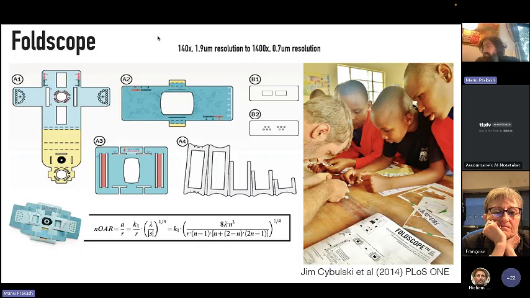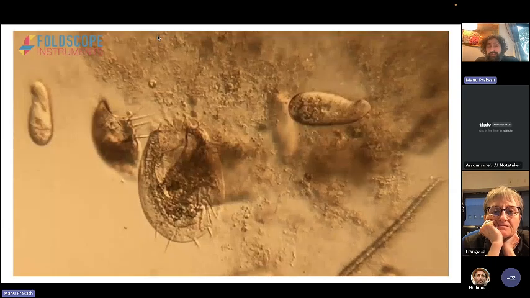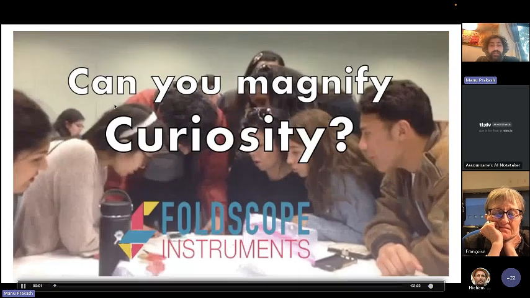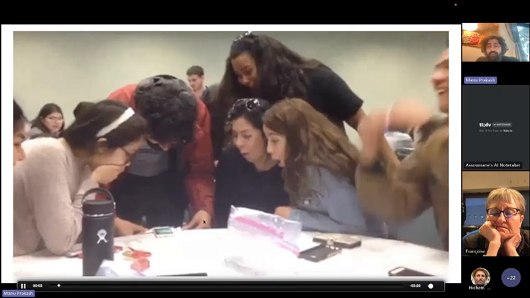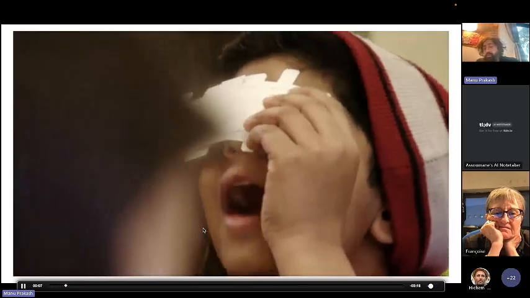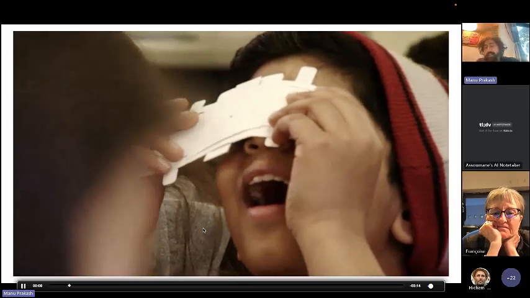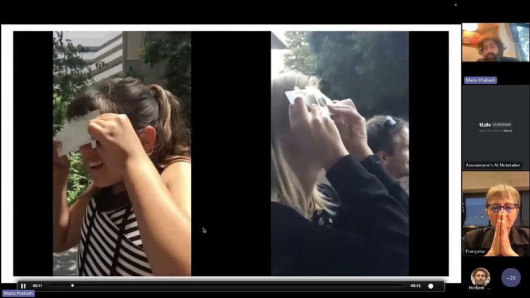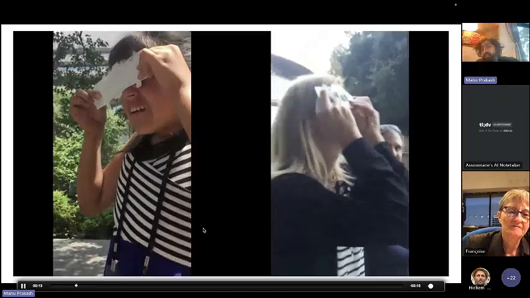That led to Foldscope, which is a paper microscope. It's a single sheet of paper. Everything is printed, including the optics. You fold it together, and you have a microscope that can image single bacteria. I'm just going to show you this video to give a sense that these instruments and microscopes don't require any electricity. They don't require cell phones. If you have a cell phone, you can connect it.